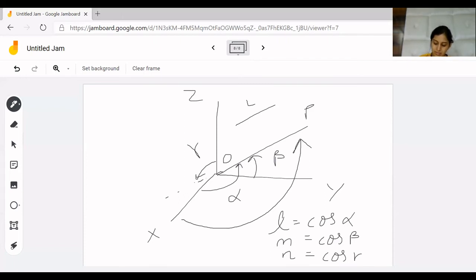Now, if l, m, and n are the direction cosines of a line, then we can prove that l square plus m square plus n square is equal to 1. The proof I am not doing. I am directly going to use this property for our numericals.